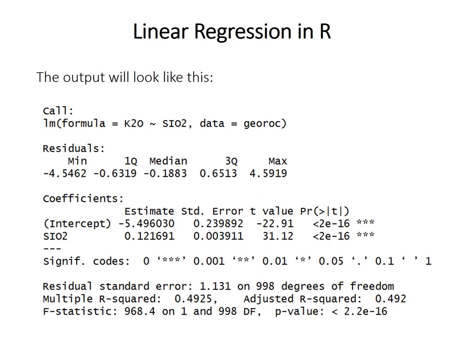So the output is quite complex. There's a lot of things in the output that R gives you for linear regression. But it turns out that a lot of these items here are more applicable for this multiple regression, where you have more than one independent variable, and we're not really going to discuss that. So I'll just run through what it shows you here.